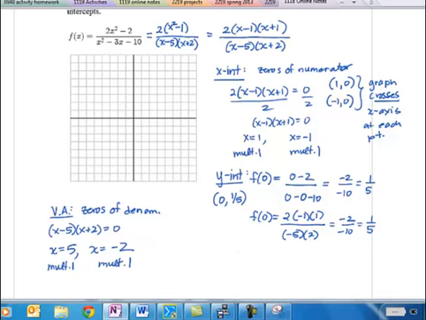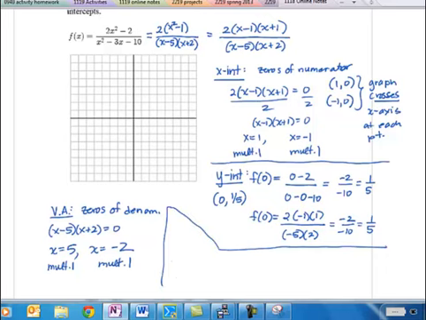So for now we just wrote it down. In a minute we'll talk about how to use that. So the x-intercepts we have, the y-intercepts we have, just one of them always, and the vertical asymptote. Then we need to talk about horizontal asymptote.